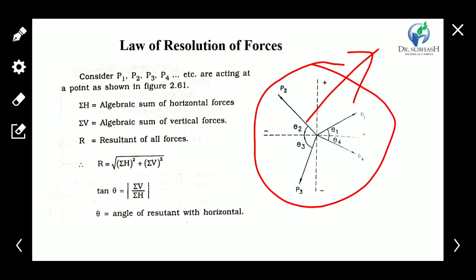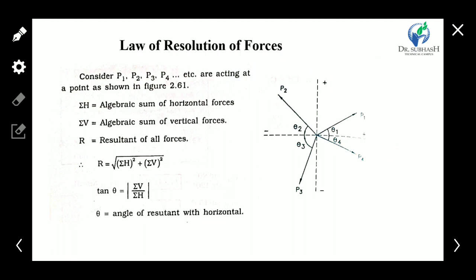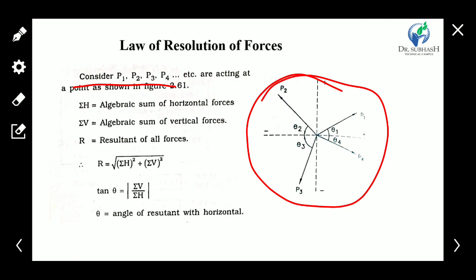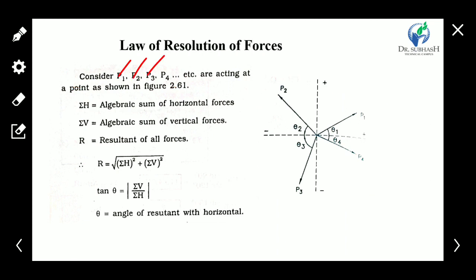To find out the resultant of a number of forces, this is the law of resolution of forces. First of all, in this law we have considered a number of forces as per the figure given: P1, P2, P3 and P4. Four forces are acting simultaneously on the same particle as shown in the figure.